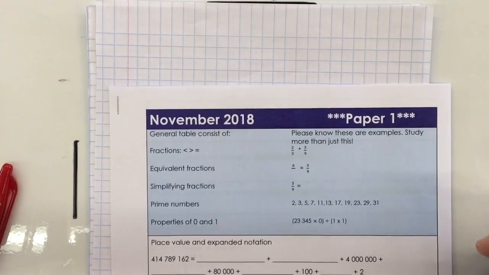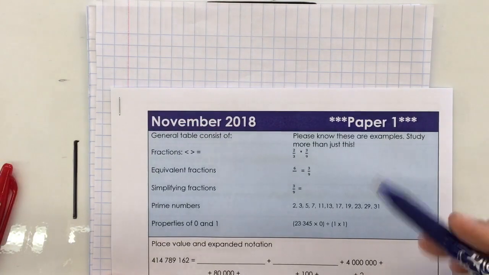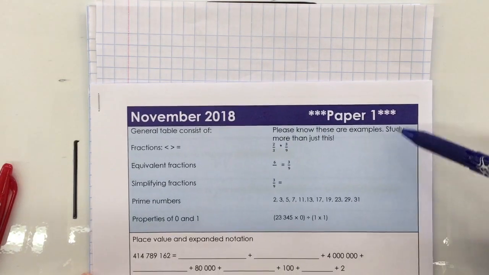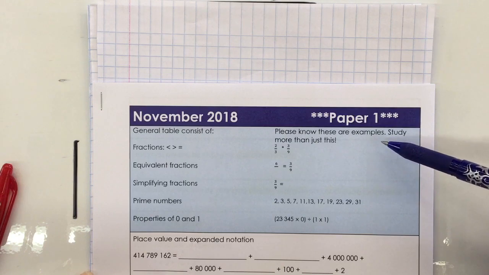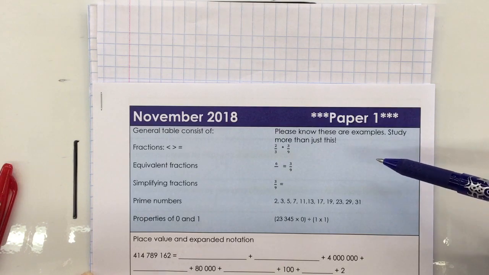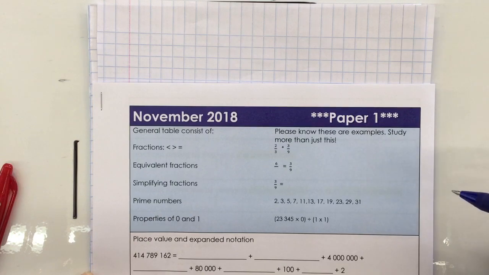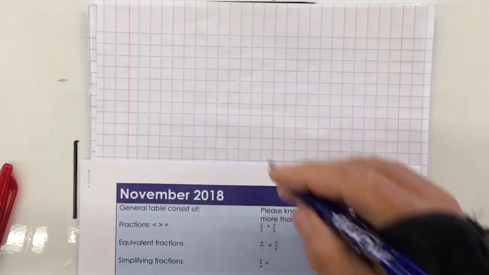Alright, let's talk about the general content list that I'm going to give you here in the demarcation. Please know that these are just examples and that you are supposed to study a bit more than just examples. Now I'm going to talk about the comparing of fractions, which is the first question.